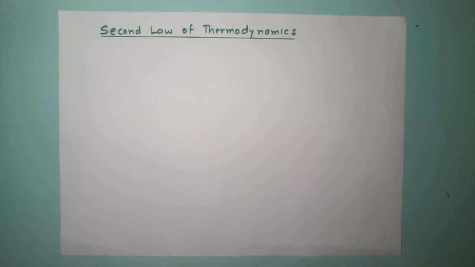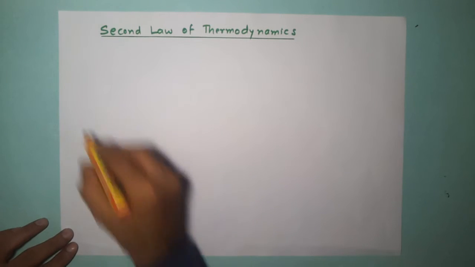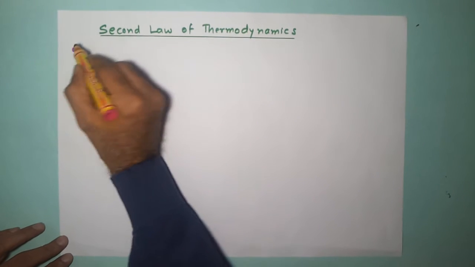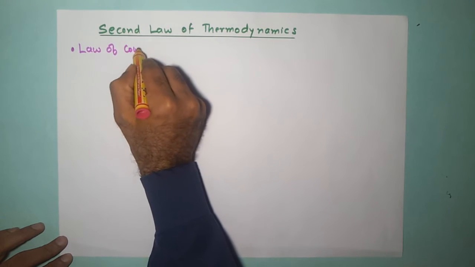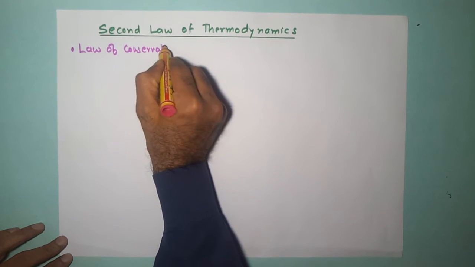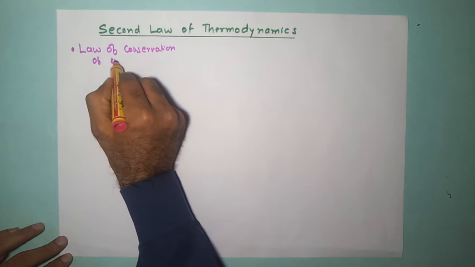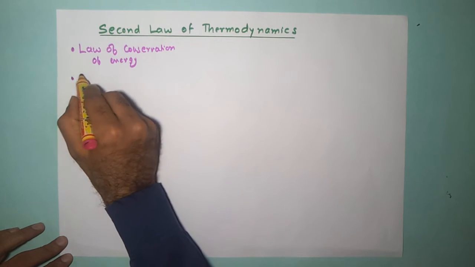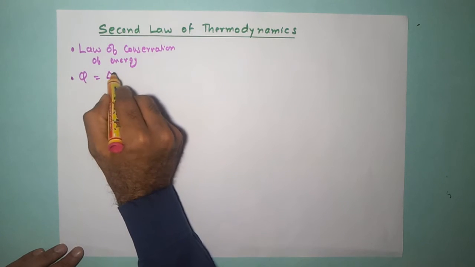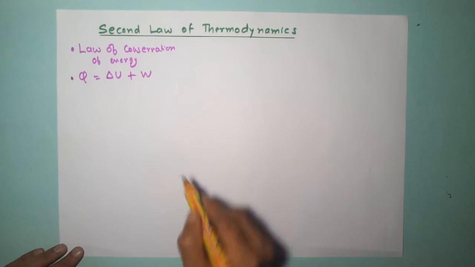So we have discussed the first law of thermodynamics in detail, and if I have to sum up the first law of thermodynamics, then I would mention two things. Basically, first, that it is a law of conservation of energy. That is one. And second, its mathematical expression is Q is equal to delta U plus W.